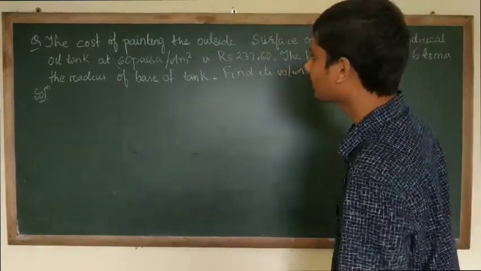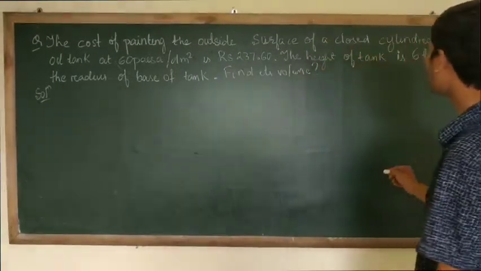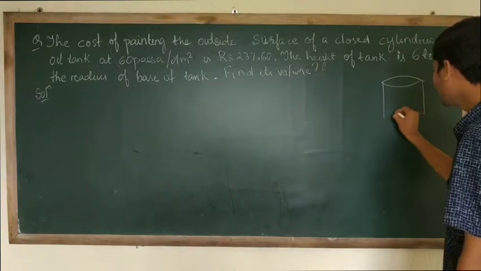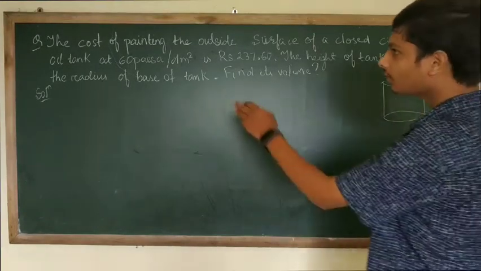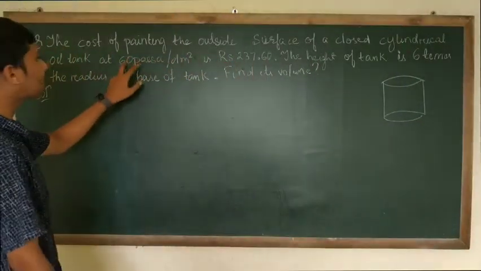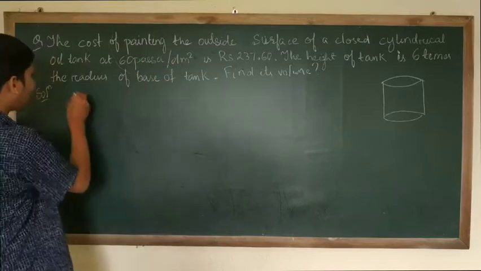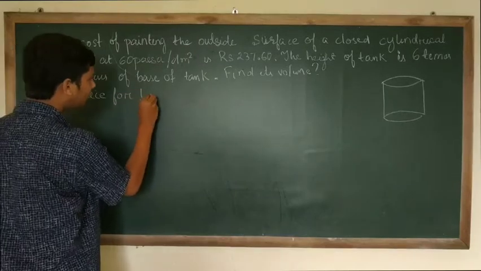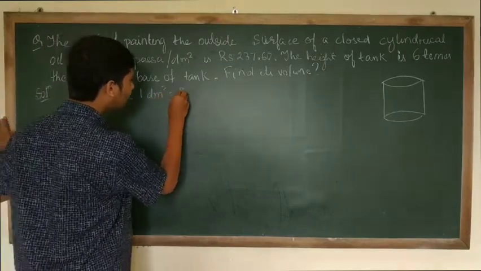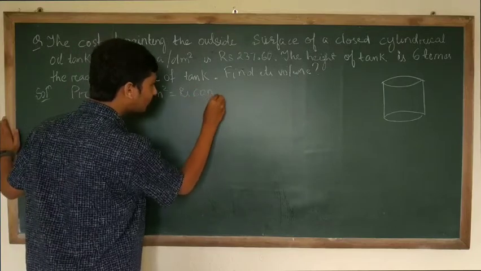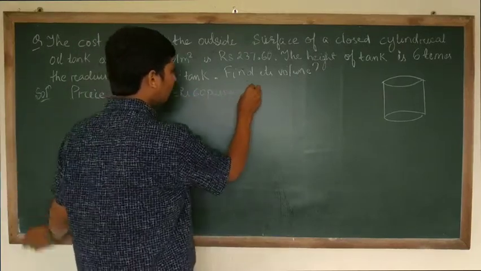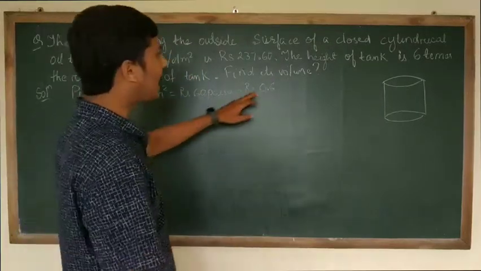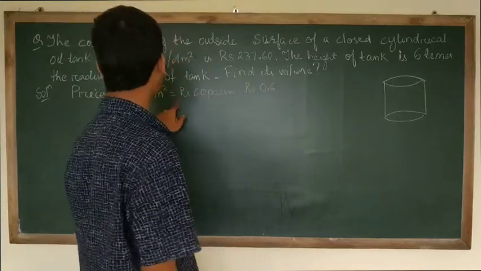This is a question: the cost of painting the outside surface area of a closed cylindrical oil tank. This is a cylindrical oil tank, suppose. The price for 1 dm square is 60 paisa, which means Rs 0.6. The height of the tank is 6 times the radius of the base.